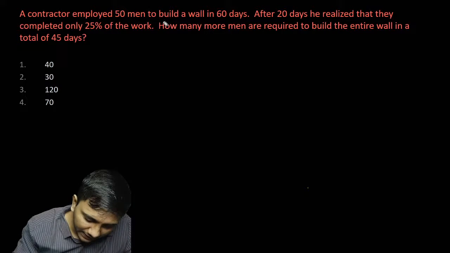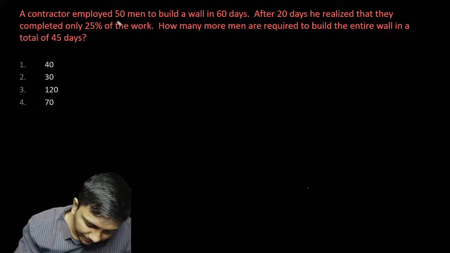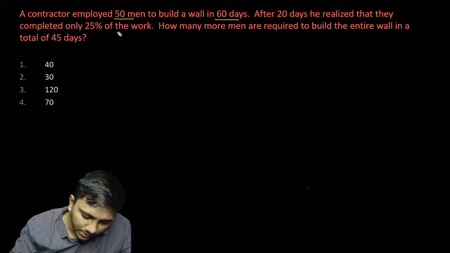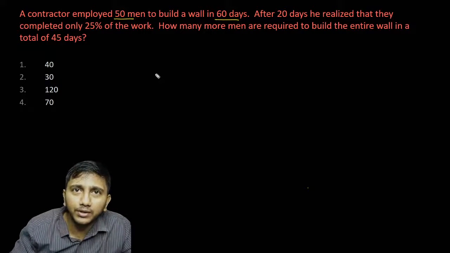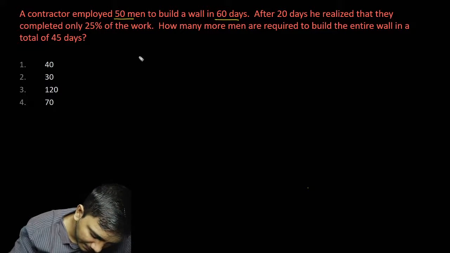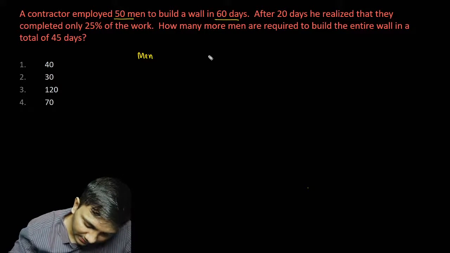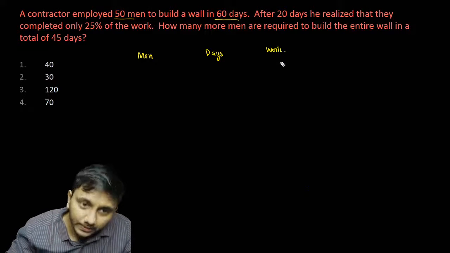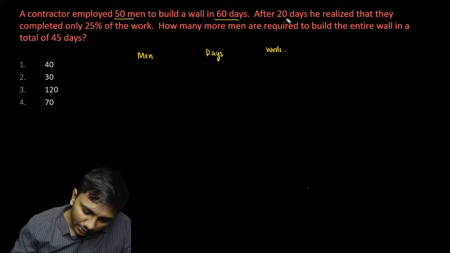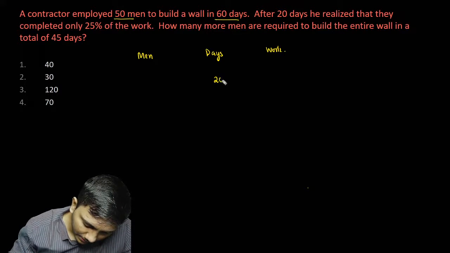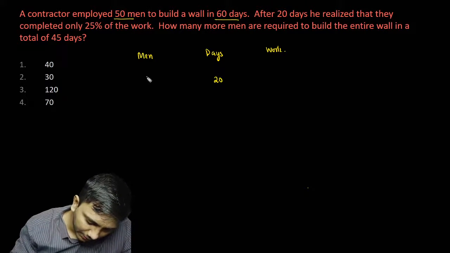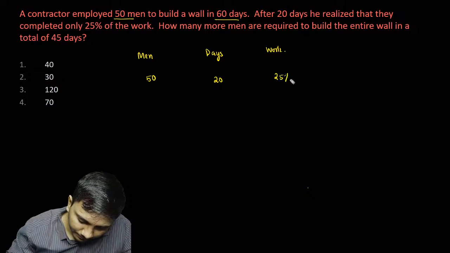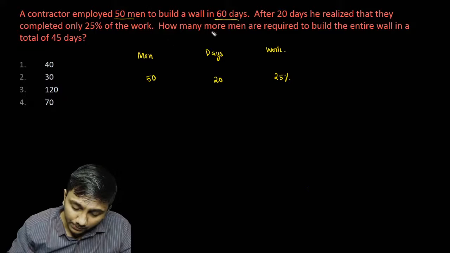Right. So he wanted to build it in 60 days with 50 men. But after 20 days, he realized they completed only 25% of the work. So I'm going to take the 3 important parameters here. One is men. The second is days. The third is the amount of work that they do. So after 20 days, when those 50 men are working, the number of men is 50, the work done is only 25%.